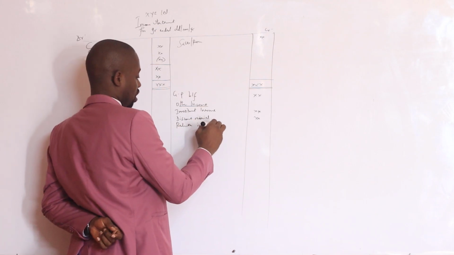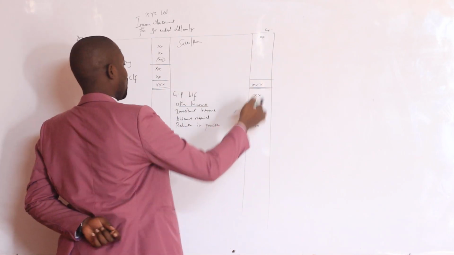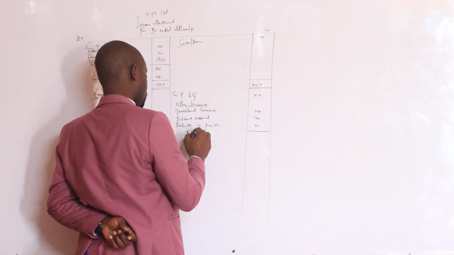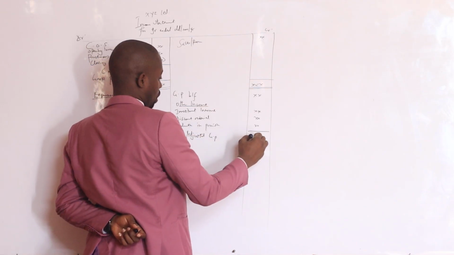I said also they are called what? Incomes. So after adding them to gross profit, we get what we call adjusted gross profit. We've adjusted it upwards, adjusted GP.